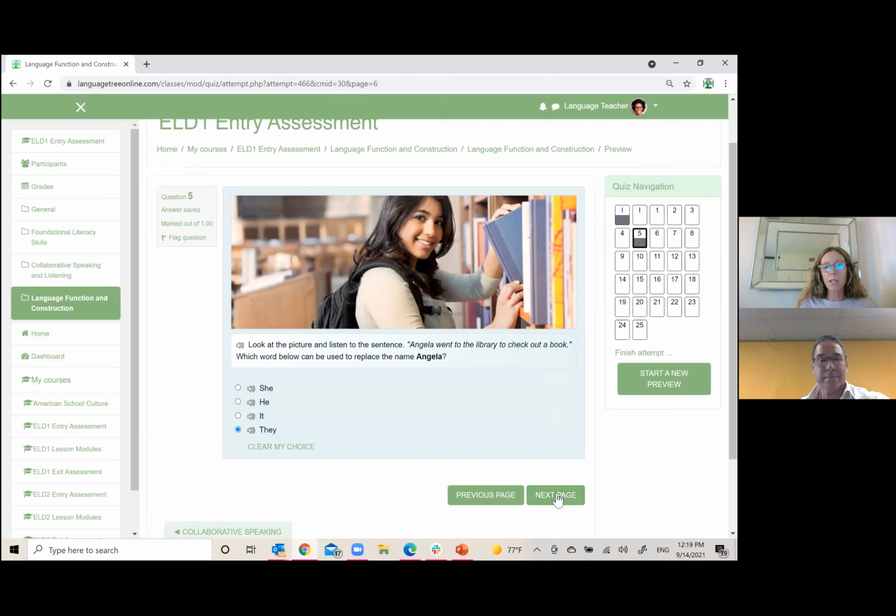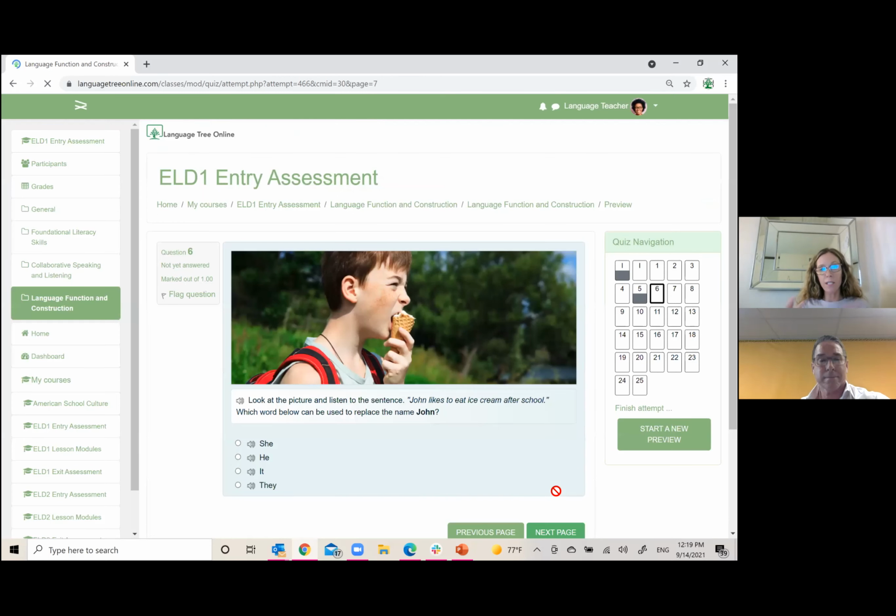So you can tell in level 1, it's highly scaffolded. They have image support, audio support, text support. And I'm just going to go to the next page because I wanted you to see, I mentioned there's a single standard per question, but there's more than one question with that standard in it. So you can see here we're assessing knowledge of pronouns.